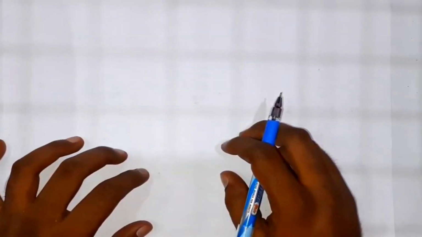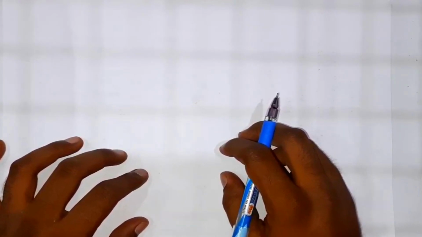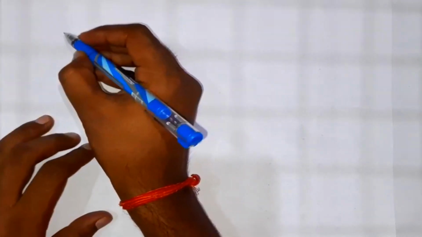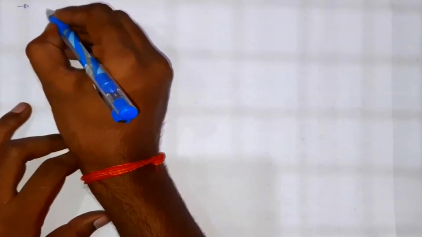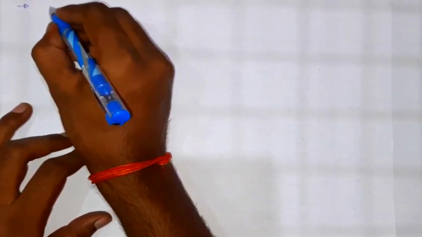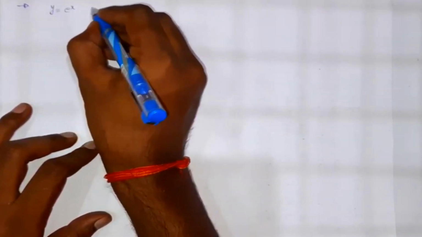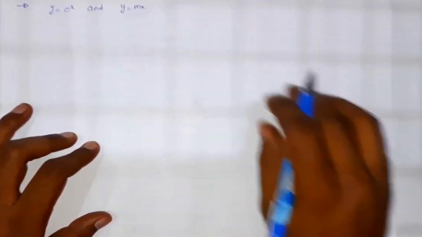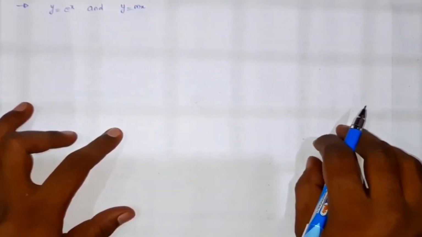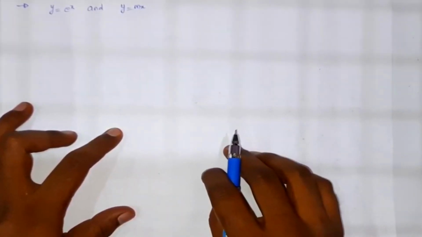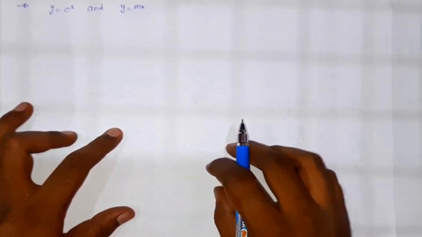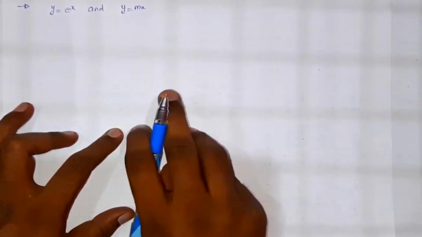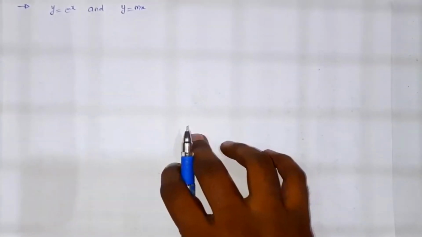In this tutorial, we will see some examples based on the previous tutorials. I'm taking an example like y equals e to the power x and y equals mx. They will intersect each other. Then we have to find the range of values of m for which they are intersecting each other at 1 point or 2 points or 3 points. Okay, like that. So I'm going to write the full question.